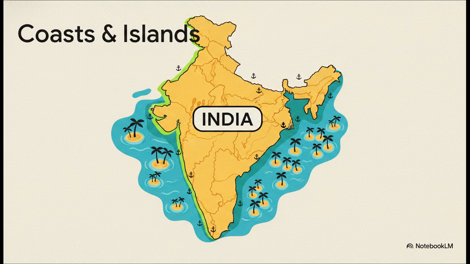Finishing up our map, let's look at the edges. The coastal plains flank that central plateau. You've got the narrow western coastal plain, which is home to key ports like Mumbai and Kochi, and then the much wider eastern coastal plain, where you'll find Chennai. And finally, the islands. Get this straight in your head for test day. The Andaman and Nicobar Islands are over in the Bay of Bengal to the east, while the Lakshadweep Islands are floating in the Arabian Sea over on the west.